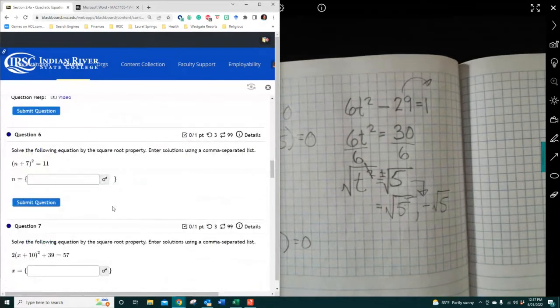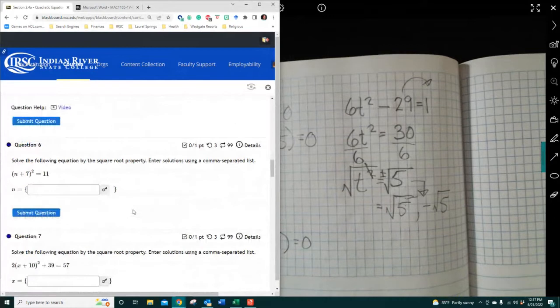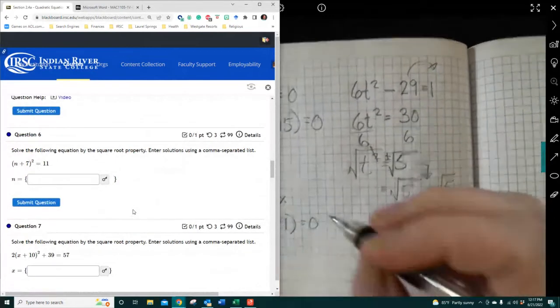All right, now solving the quadratic square root property. So this is the square root property that we're using, by the way, just so you know. So this is how you go about solving these quadratics.